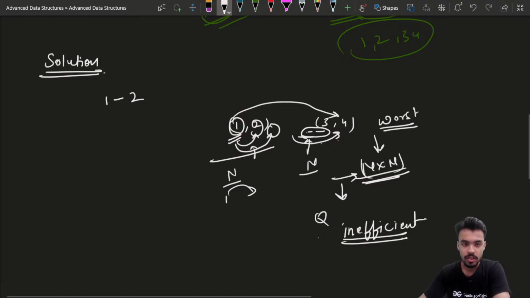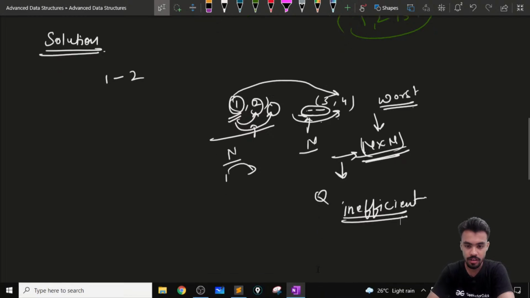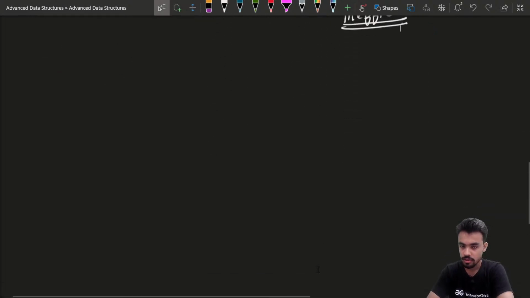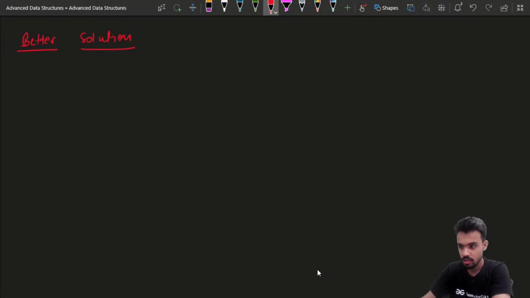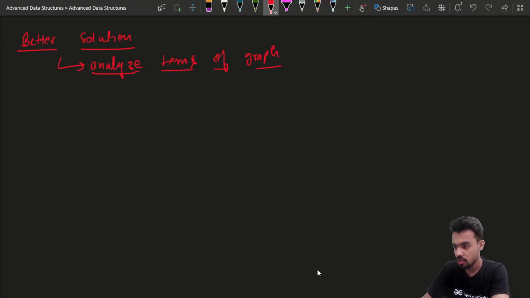Okay, so what could be the better solution? For the better solution, what we can do is analyze this problem in terms of a graph. Now suppose we are analyzing this particular problem in terms of a graph, then what is happening here?